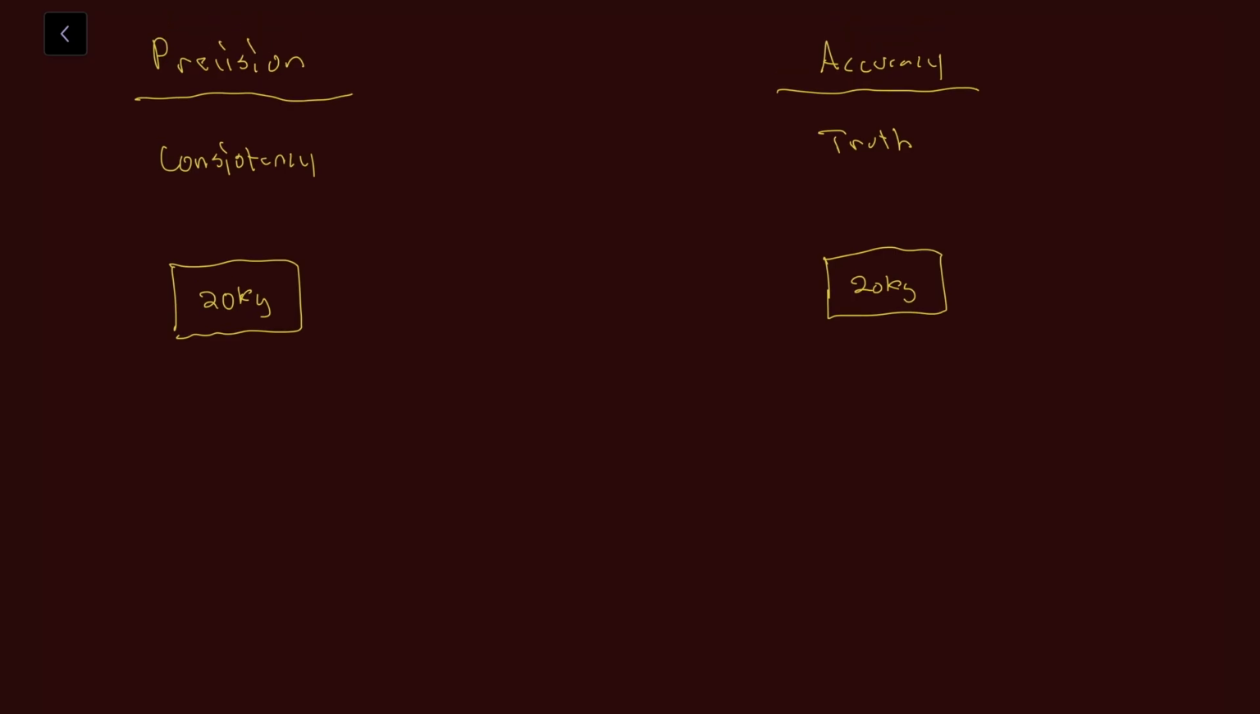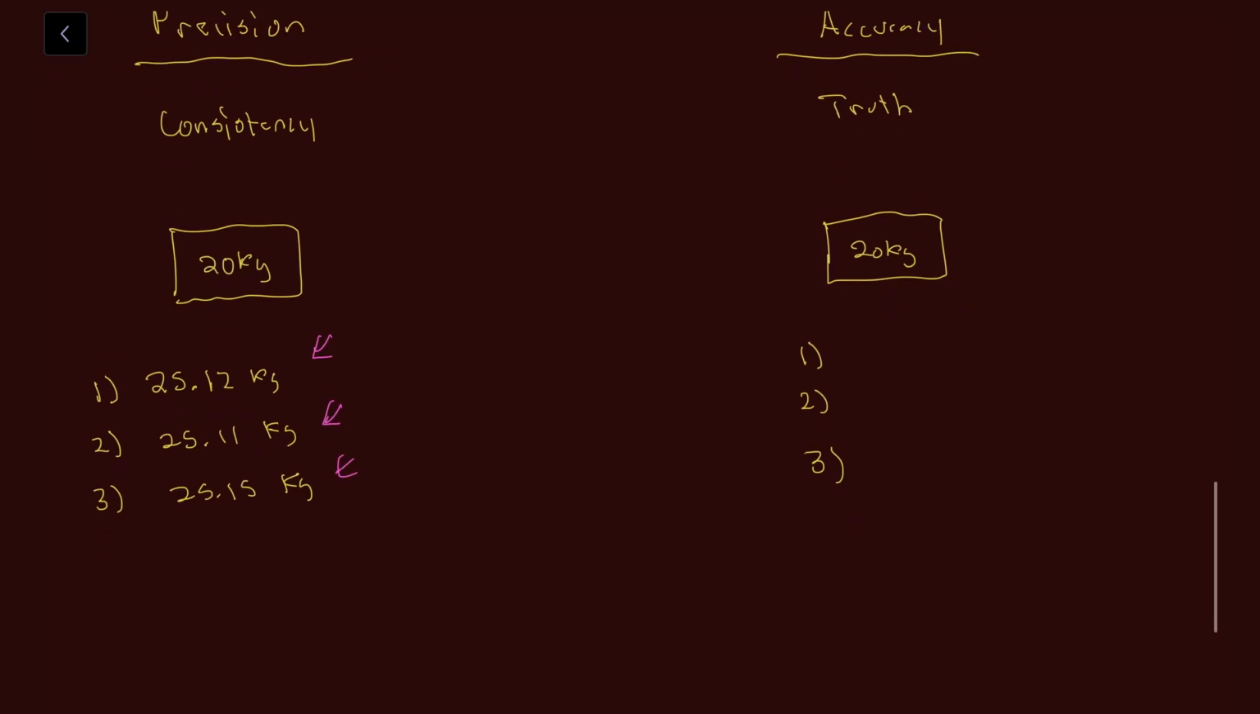A precise answer simply means that you are consistently getting readings that are close to each other. But that doesn't necessarily mean that your readings are accurate, because we can say that if a scale gives us readings of 25.12, 25.11, and 25.15 kilograms, this scale is precise because these three readings are all close to each other. However, these answers, as you can tell, are not accurate. They are not close to the true value.